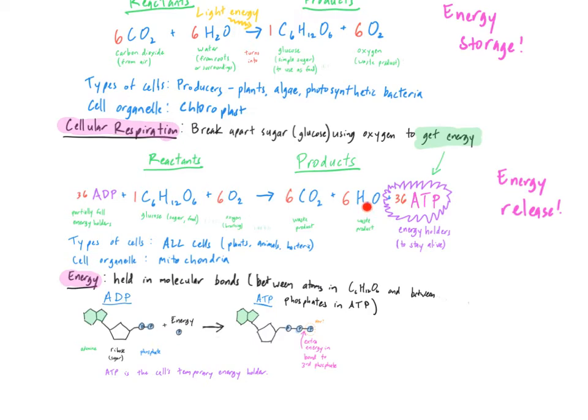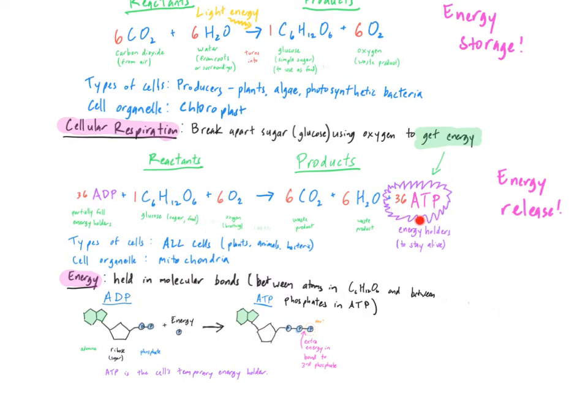And then the other big piece: I've got my regular reactants in blue, glucose and oxygen. My products, which you'll notice are the exact opposite of the reactants and the products from photosynthesis. So I've flip-flopped. What was my reactants are now my products. What was my products now go into my reactants. And then the other thing that I'm adding in is creating a whole bunch of energy.